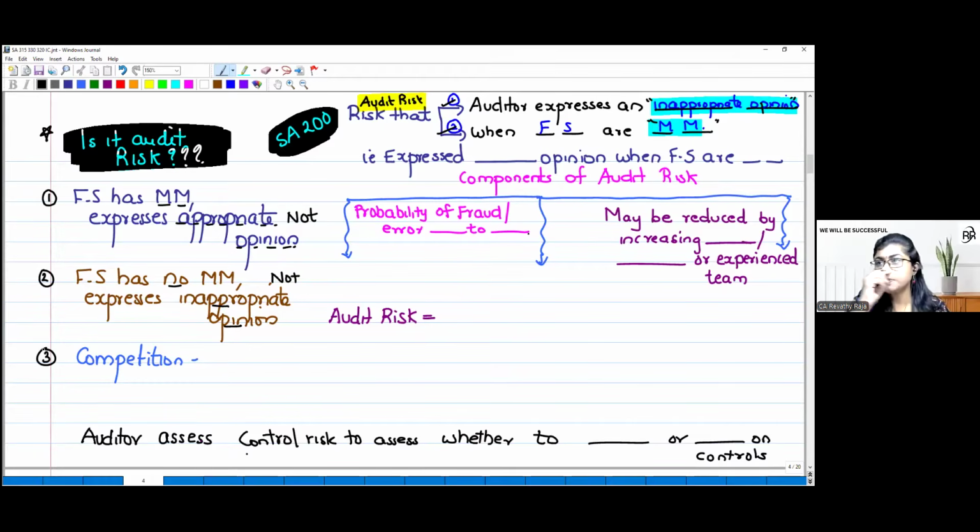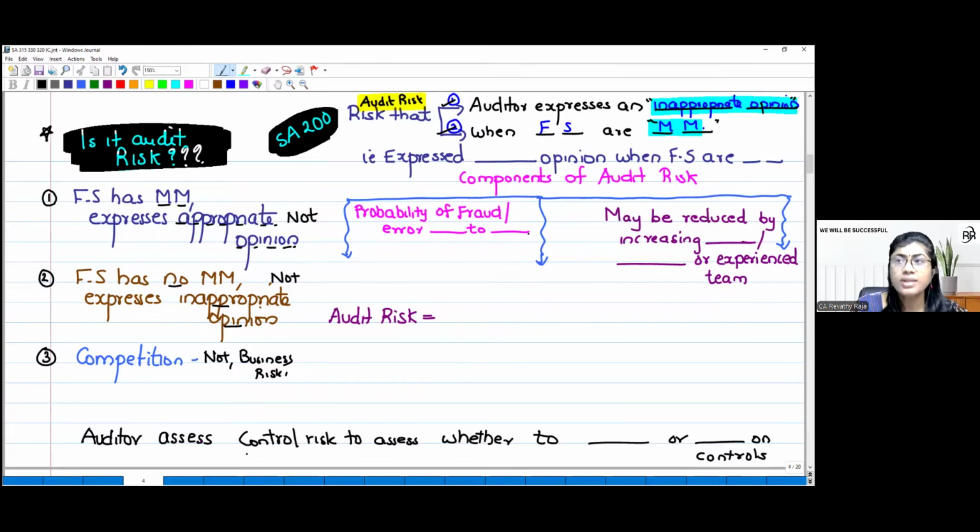Competition. There is a huge competition. Is that an audit risk? No. Competition is not audit risk. It is only a business risk. Correct. For an audit risk to arise, there should be a material misstatement in FS. There should be an MM.